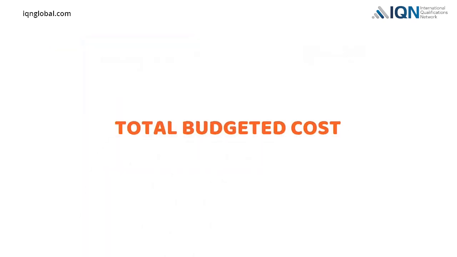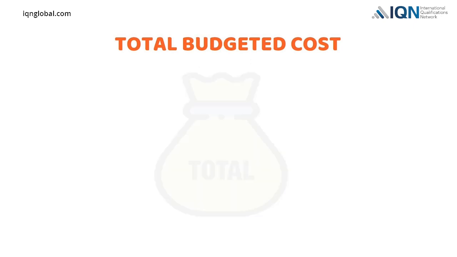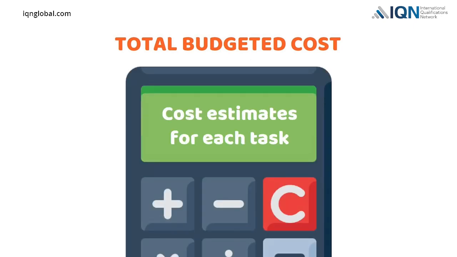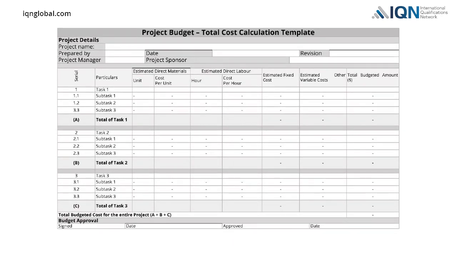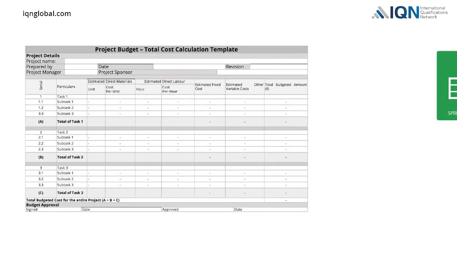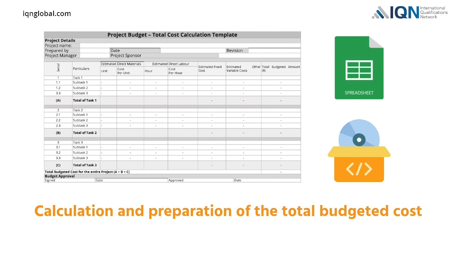Total budgeted cost. Total budgeted cost will be derived from adding all cost estimates for each of the tasks identified within a project. The project manager can use an appropriate template for calculating the total budgeted cost for completing the entire project. A spreadsheet or software may be used to support the calculation and preparation of the total budgeted cost.